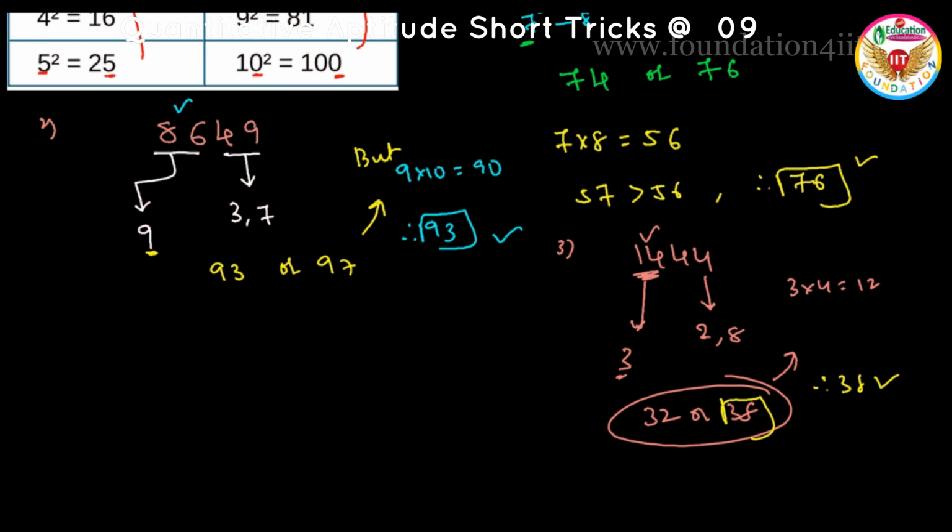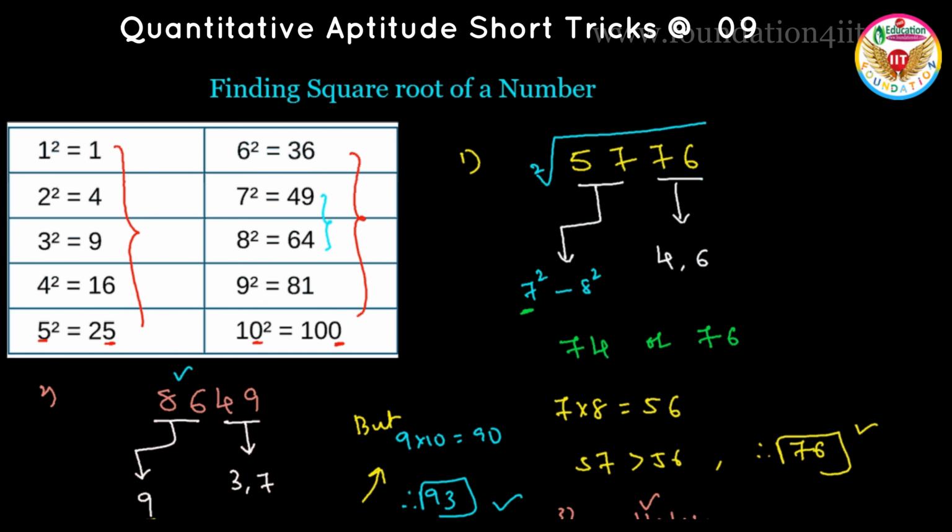We can use this concept to find any square root, but only for perfect square numbers. If the number is a perfect square, you can find the square root using this concept.